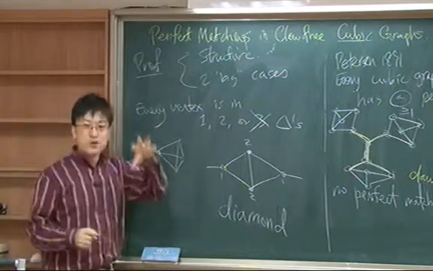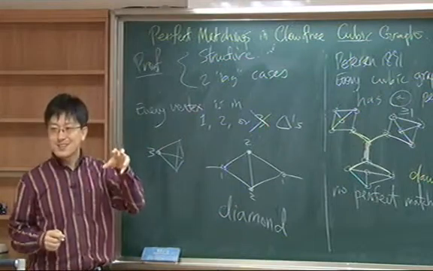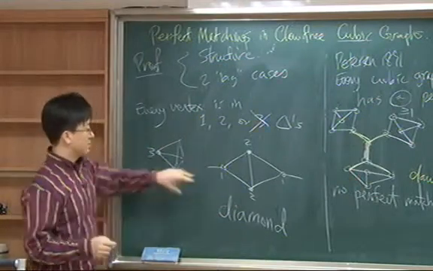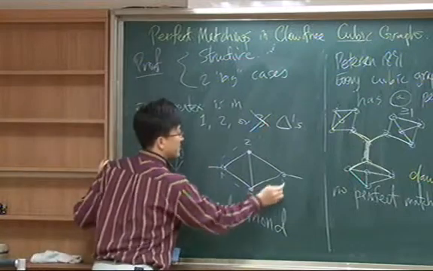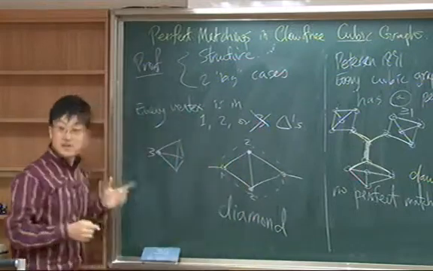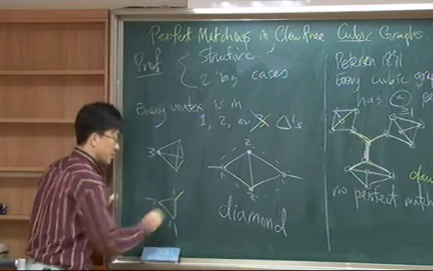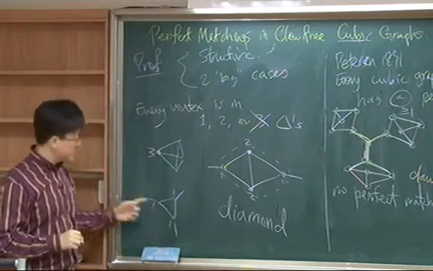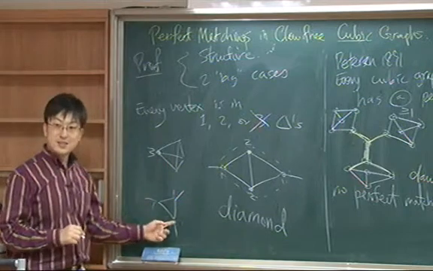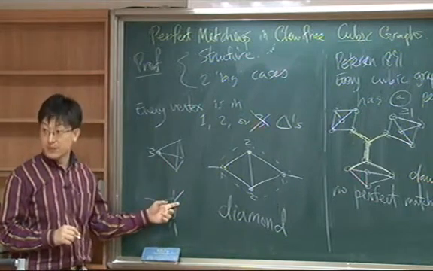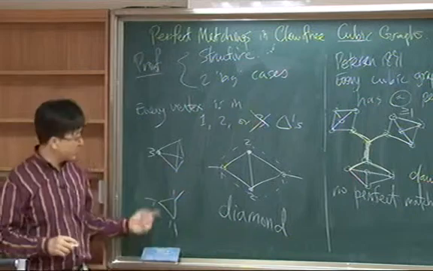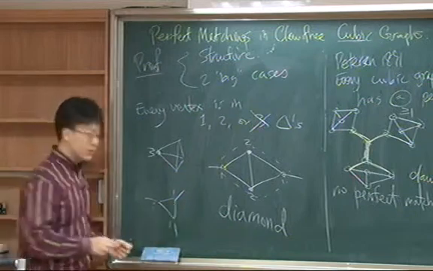And then if I remove all the diamonds, so these 4 vertices form a diamond. Then all other vertices will be something like this, right? So this is in 1 triangle. This vertex is in 1 triangle. This vertex is in 1 triangle. So other than diamonds, everybody looks like this. So I call it a triangle.